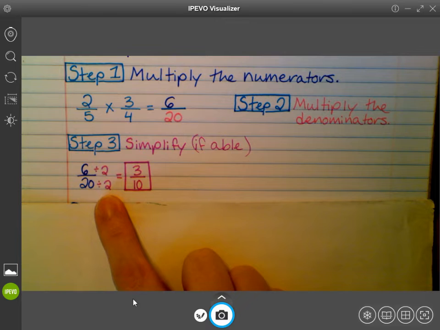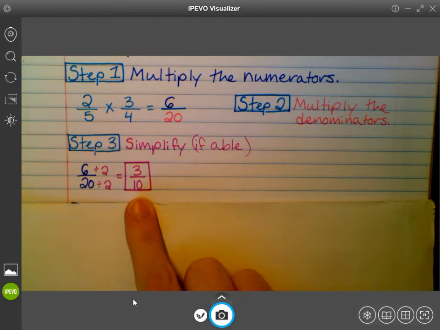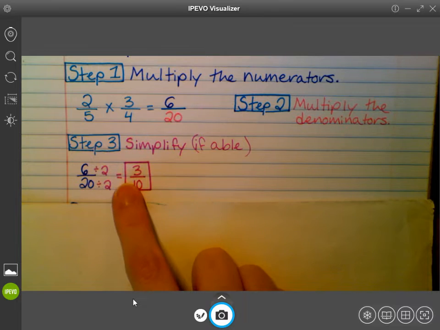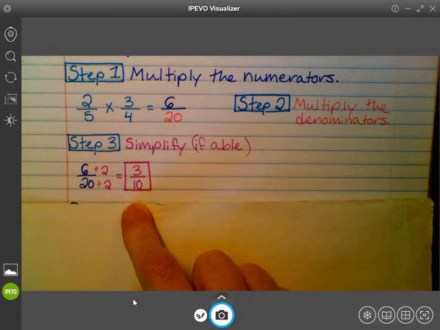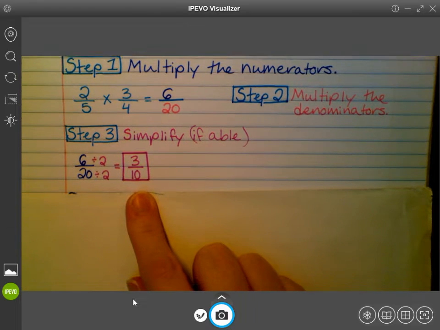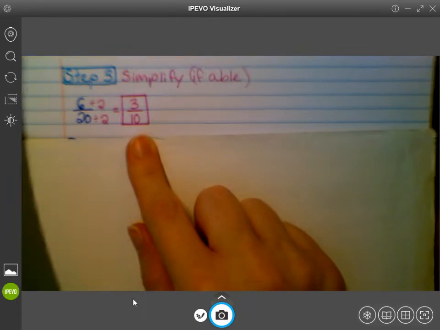So when we take 6/20ths, we divide our numerator by 2. We divide our denominator by 2. We wind up with 3/10. And I know this is my final answer because I ask, is there anything that can go into both 3 and 10 besides 1? No. So I know this is as simplified as it's going to get.